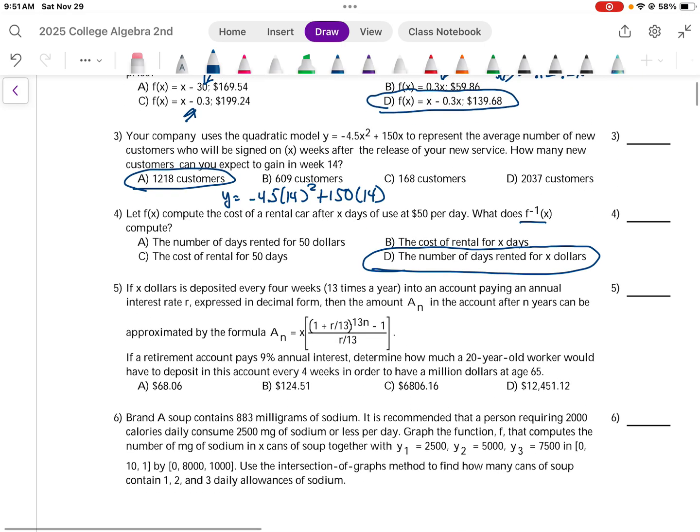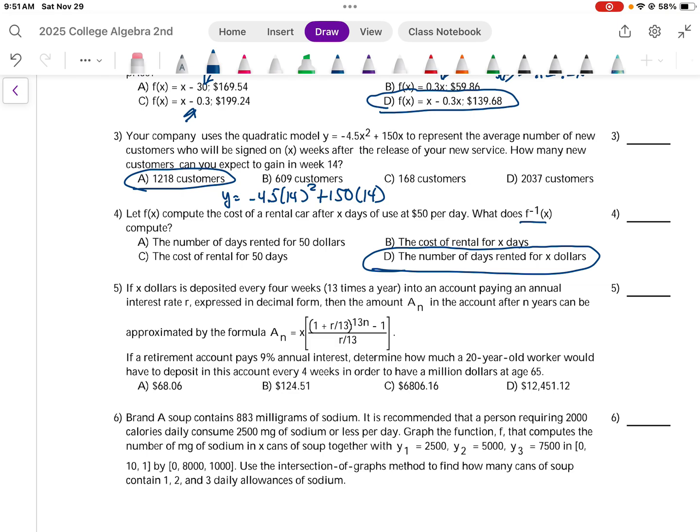All right, number 5, a little bit more of a robust word problem here. If X is the deposit every 4 weeks, 13 times a year into a bank account, and any annual interest rates expressed in decimal format, then the amount of events. So here's our formula that we're supposed to use. If it pays 9% annual interest, determine how much a 20-year-old worker will have to deposit in his account every 4 weeks in order to have $1 million at the end of age 65.